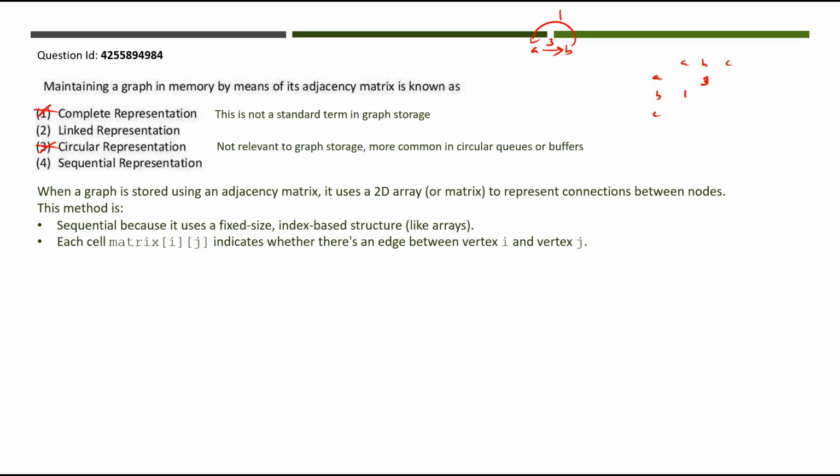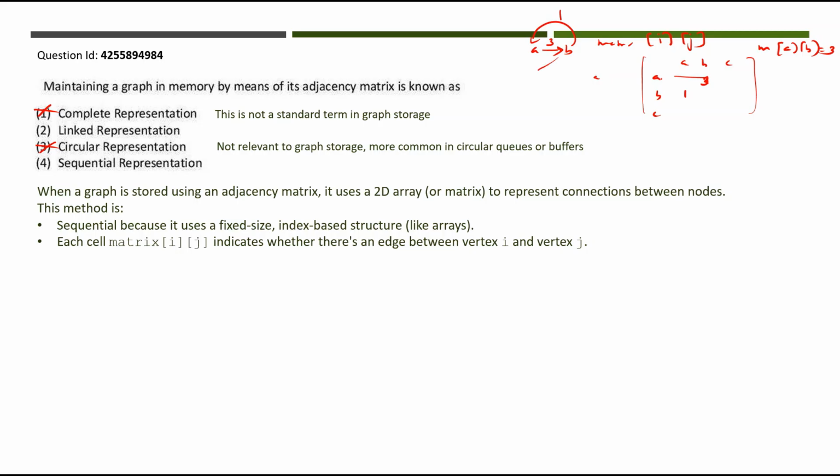This method is actually sequential because it uses a fixed size index based structure like arrays. It is stored in the form of row and column. If you take this to be the array matrix, it is the ith row and jth column. The ith row is A and the jth column is B. So A to B will have the value of 3, which can be represented as matrix of A, B, the ith row and the jth column equal to 3, as per the example given here.